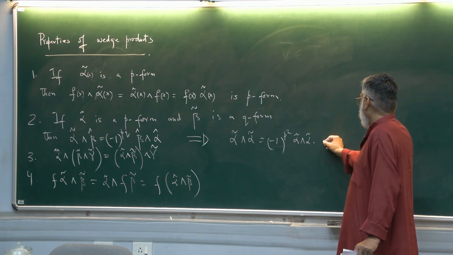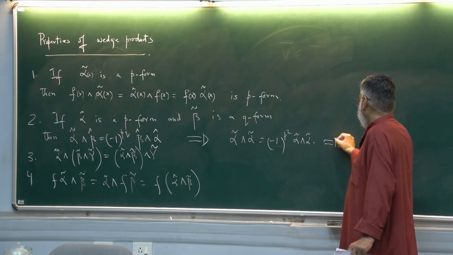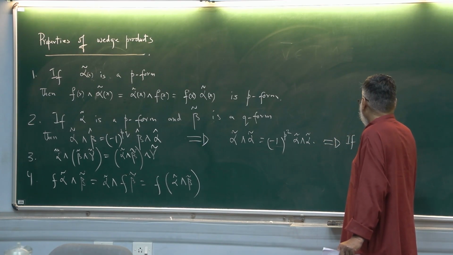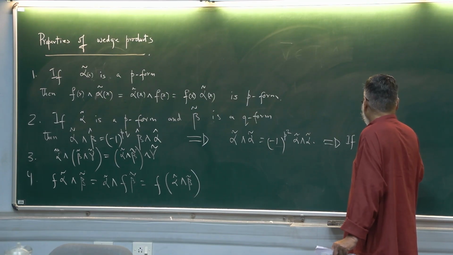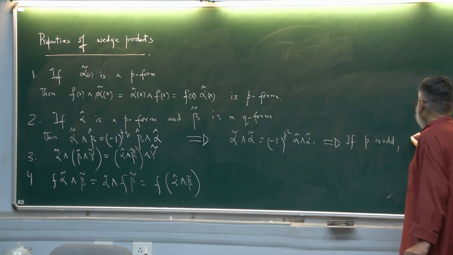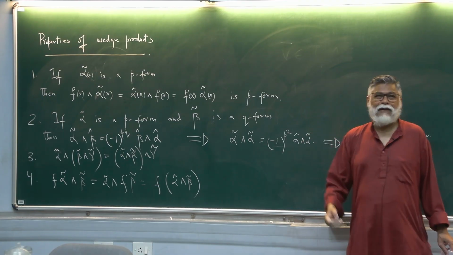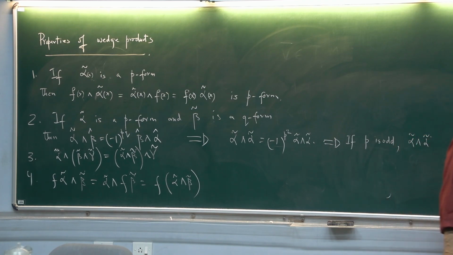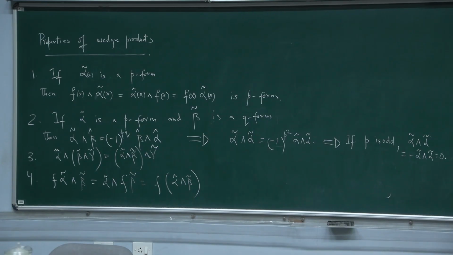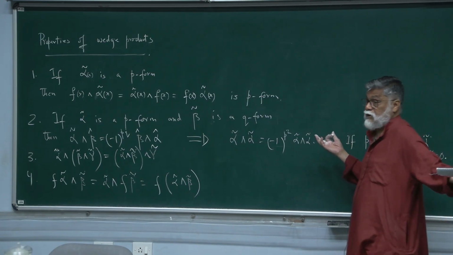So this implies if p is odd, then alpha wedge alpha. If p is odd, meaning what? Any odd number can be written as 2n plus 1. 2n plus 1 into 2n plus 1 is 4n square plus 4n plus 1. It is odd. So therefore, you'll get minus alpha. So this makes it minus alpha wedge alpha, which makes it 0. But if p is even, it's non-zero.